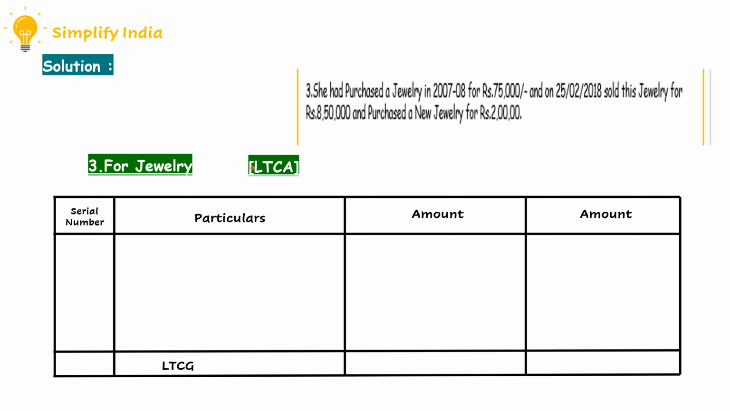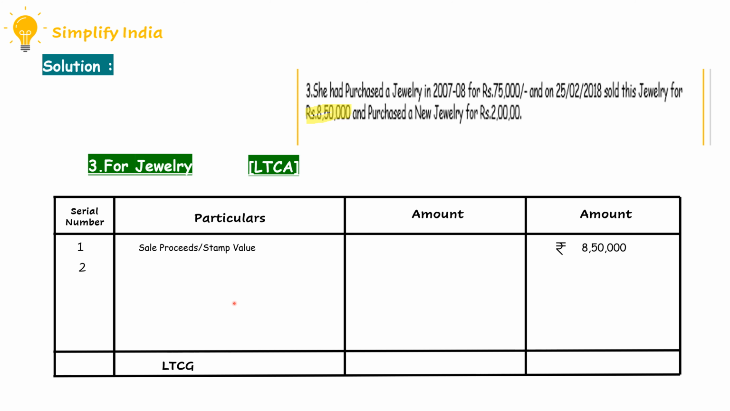Let us proceed with the calculation part. First, we have to take the sales proceeds or the stamp value. Here they have given a sales proceed: she is going to sell this jewelry for rupees 8,50,000. So we have to take this rupees 8,50,000 in the outer column, less index cost of acquisition.